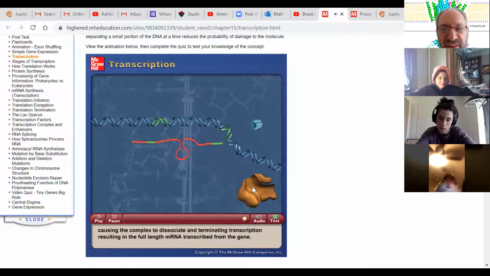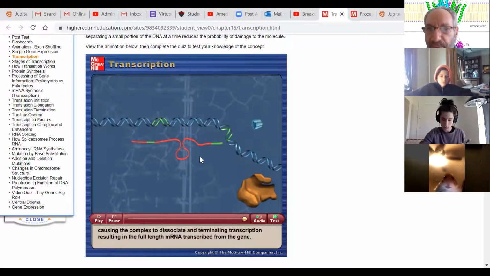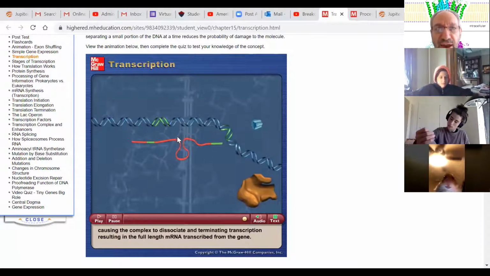Right, and then this will be used over again. And where's this going to go? Who's this going to find? The tRNA. Right. It's going to find the tRNA and the ribosome, right? And is that what's going to turn into the proteins? Right. This is going to be used to make protein.